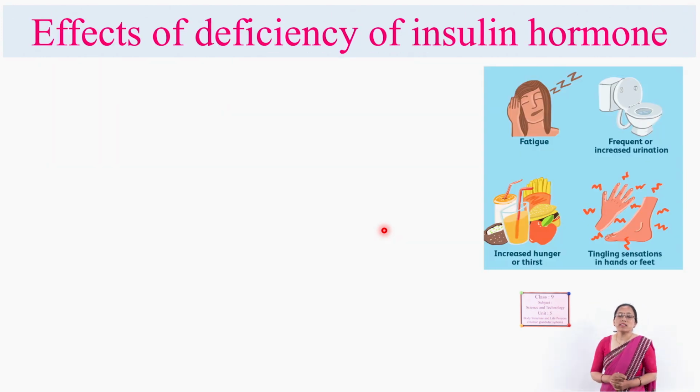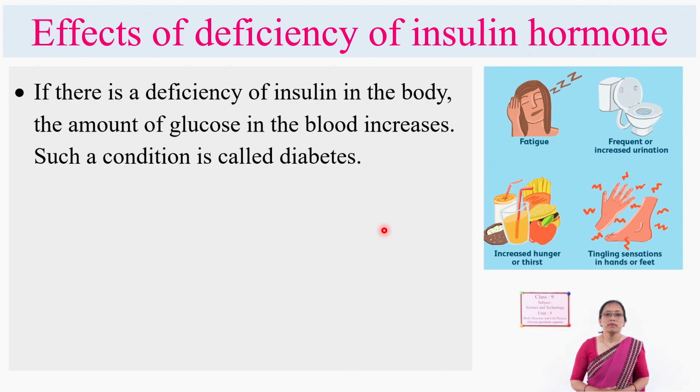Next, what happens if there is deficiency of insulin hormone? Yes, we have already discussed, the glucose level increases in the blood because insulin is the main hormone which converts glucose into glycogen and maintains the glucose level in the blood. But if there is deficiency, there is no conversion of glucose into glycogen. Because of that, the glucose level will rise up in the blood. That condition is called diabetes.